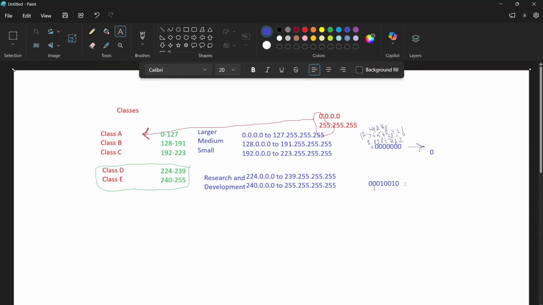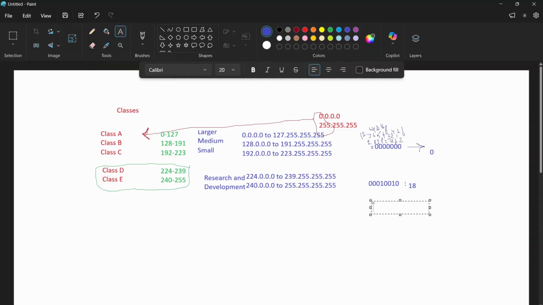If you see from the right side, in the second place 1 is there. That means 2 power 1, which is 2, so 2 into 1 is 2. Then counting 1, 2, 3, 4, 5, in the fifth place that means 2 power 4, which is 16. 16 into 1 is 16. So 16 plus 2 is 18. So you will get the value 18.